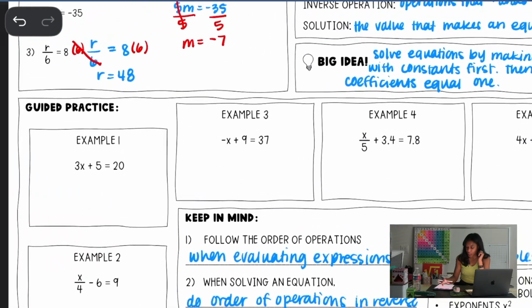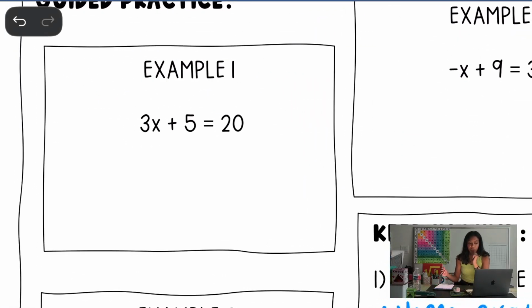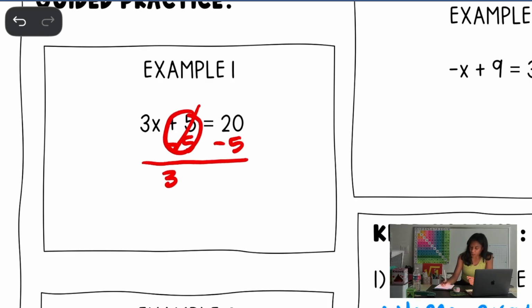Let's take a look at our examples. We have a couple of them to go through. Here's our first one: 3x plus 5 equals 20. Notice that we have multiplication here, that's the 3x part. Then they are also adding 5. We said we were going to undo the addition or subtraction by making those zero pairs first. So I'm going to subtract 5 on both sides. That makes 0 for me here. And now my next line says 3x equals 15.